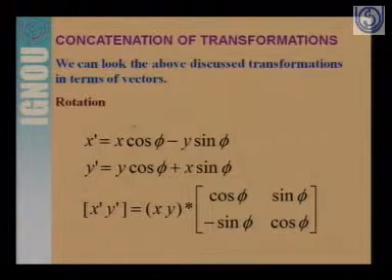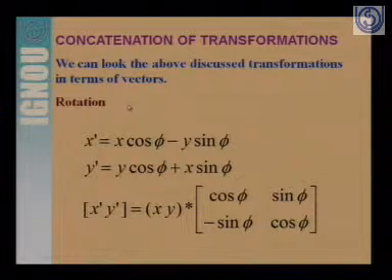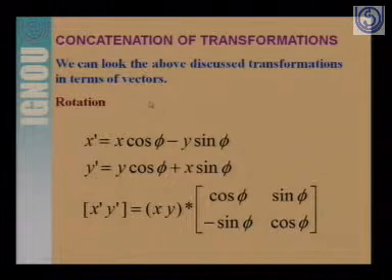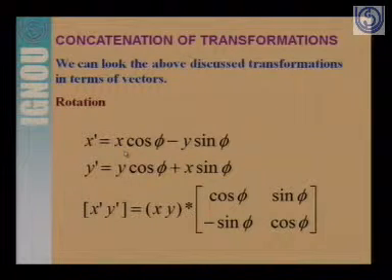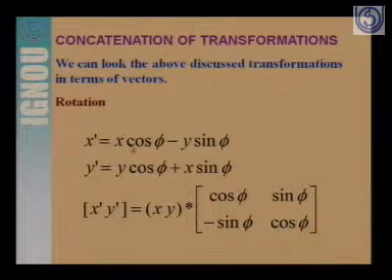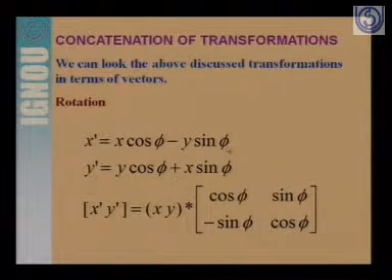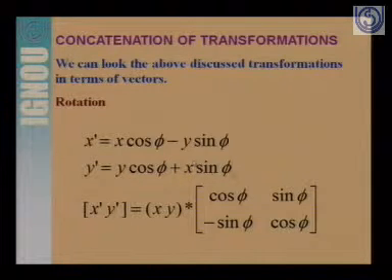Let us talk about the concatenation of transformation. We can look at the above discussed transformations in terms of vectors. So let us talk about the rotation. This expression we had already discussed, that an object is rotated with respect to the origin. So the final coordinate of each endpoint, that is x dashed, is equal to x cos phi minus y sin phi, and y dashed is equal to y cos phi plus x sin phi. Here phi is the angle of rotation of the object with respect to the origin.